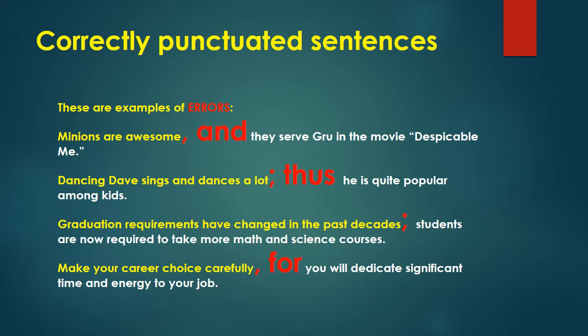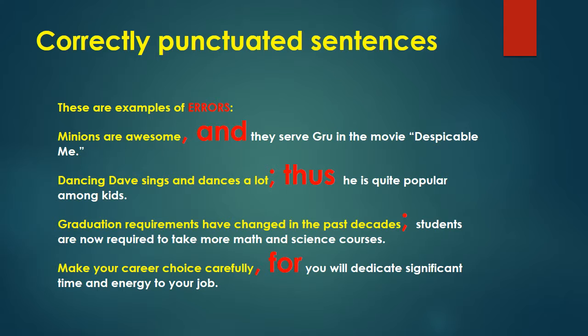So, when you do them correctly, this is how your sentences are going to look. Minions are awesome, comma, and they serve Gru in the movie Despicable Me. Or, Dancing Dave sings and dances a lot, semicolon, thus he is quite popular among kids. Or, graduation requirements have changed in the past decades, semicolon. Students are now required to take more math and science courses.